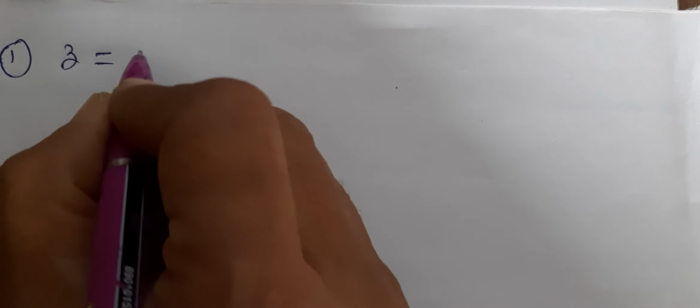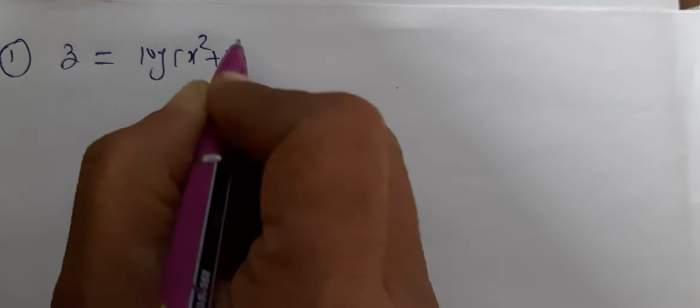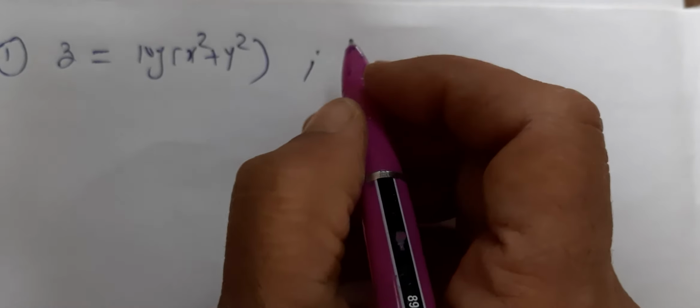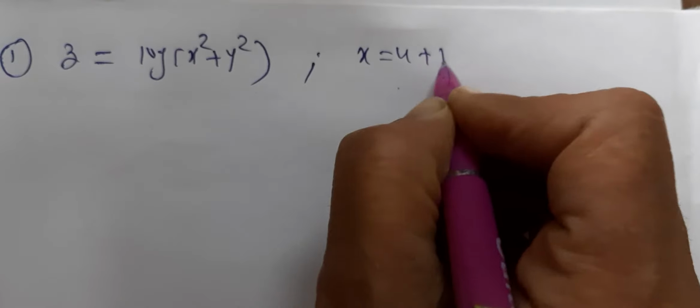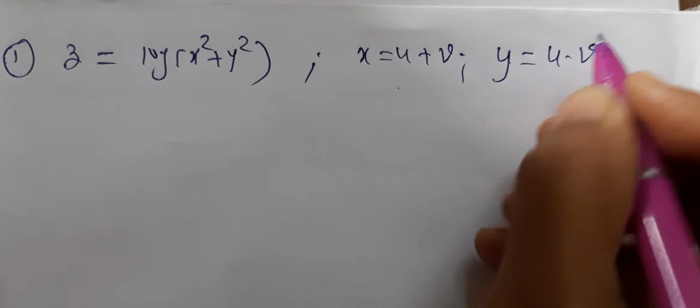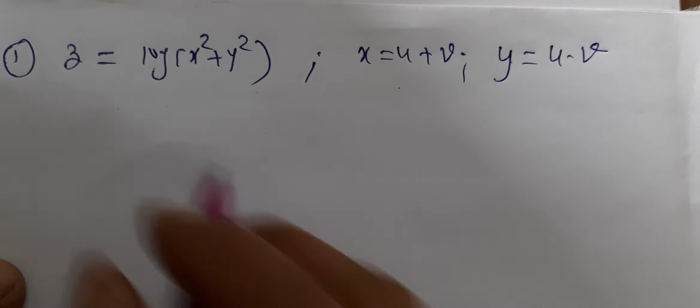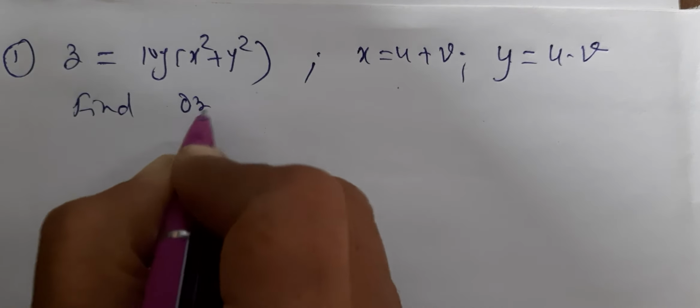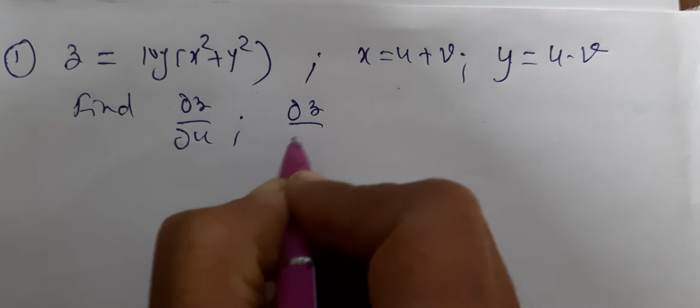Now using this we can solve a few problems as examples, but before that I will give you one very simple example to understand the concept. Let's have z is log of x square plus y square, and say x is u plus v, y is u minus v. My question is: find ∂z/∂u and ∂z/∂v.